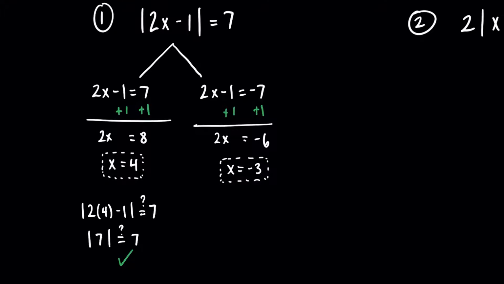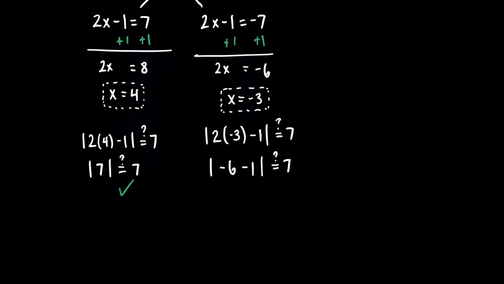How about -3? Let's go over to -3. So we're going to do the absolute value of 2 times x, which is -3, minus 1. And that's supposedly equal to 7. I'm not sure if it actually is. That's what we're doing right now. Okay, 2 times -3 is -6. And then if you subtract 1 from that, well, let's not skip that step. So the question is, are these actually equal? The absolute value of -6 minus 1, is that actually equal to 7? If you do -6 minus 1, you get -7. And the absolute value of -7, is that actually equal to 7? It is. Cool. So both of those work.